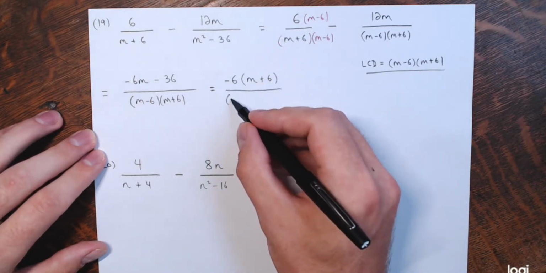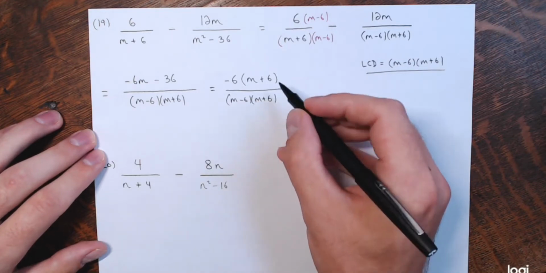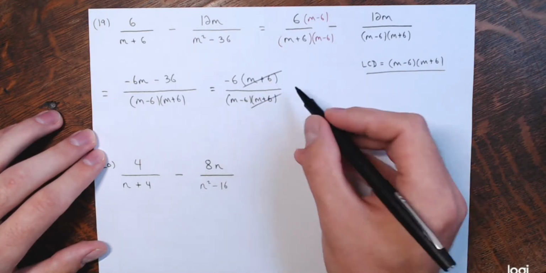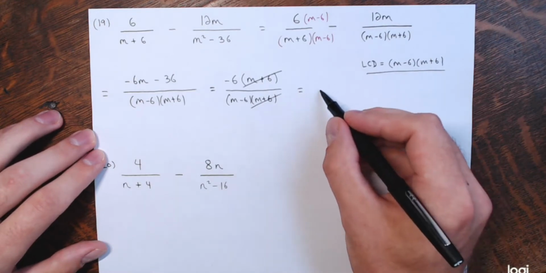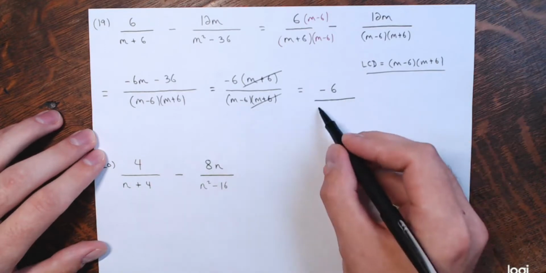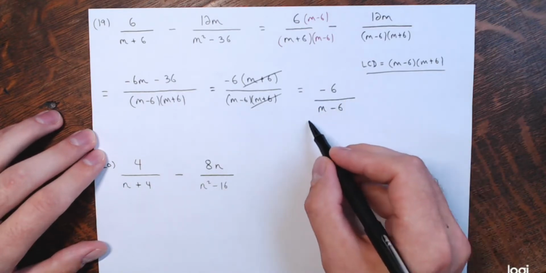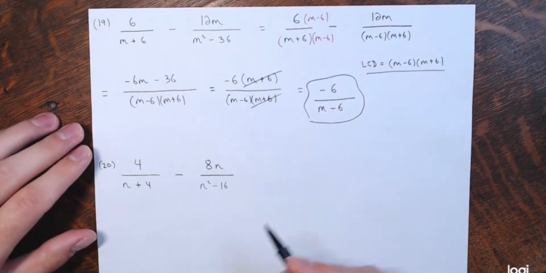And we have m minus 6, m plus 6 in the denominator, and I'm seeing a common factor of m plus 6. Those will cancel. And so I'm left with negative 6 divided by m minus 6. And there you go. That's as simple as that fraction's getting.